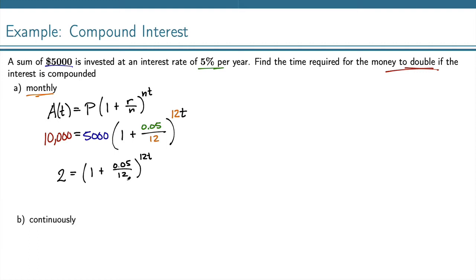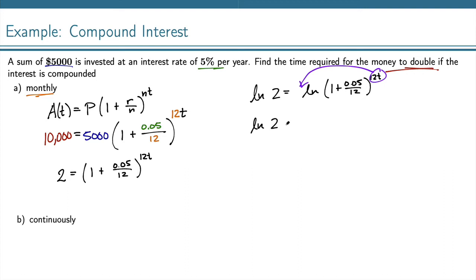Now, to solve for an exponent, we're going to use a logarithm. And because I'm probably going to want an approximate answer here, since I'm going to want to actually know how much time it takes, we're going to use the natural log because we know our calculator can do that. So I'm going to take the natural log of both sides. I have natural log of 2 equals the natural log of (1 plus 0.05 over 12) to the 12t. And the reason using logarithms is nice is because now I can use my exponent rule that says that I can pull that out in front.